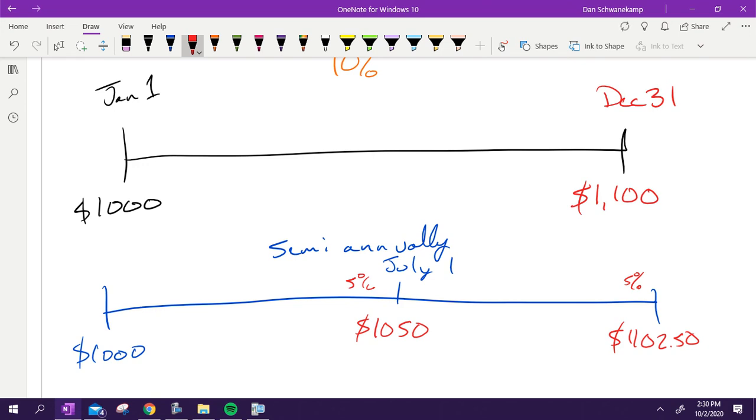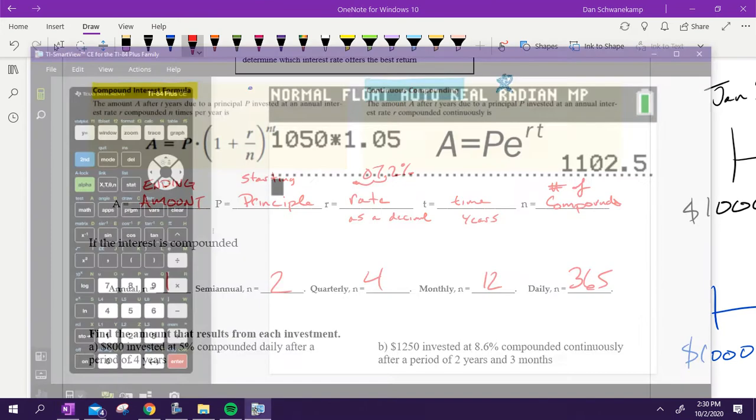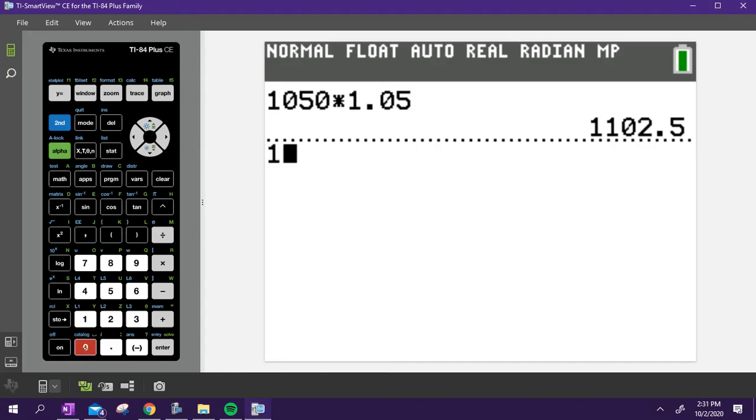Okay? That's semi-annually. I could do it quarterly. How often am I doing it if I'm doing it quarterly? 4 times. If I'm doing it monthly, I'm doing it 12 times. Daily? 365. That's nice. Okay? Know that it's not a lot different. Let's do it daily real quick. So I'm taking my $1,000.